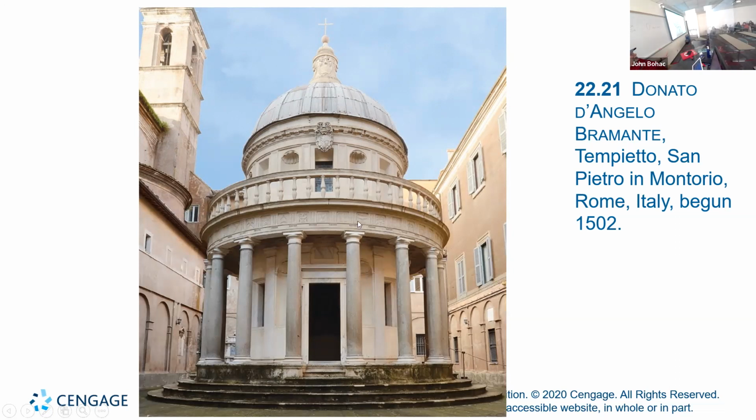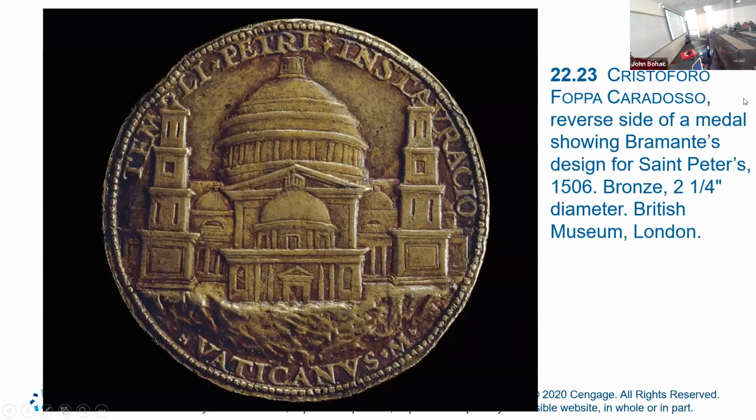But they really adapted, like they did in sculpture. They looked towards the ancients and their architecture. And here's Bramante's design for St. Peter's. It's on a coin.